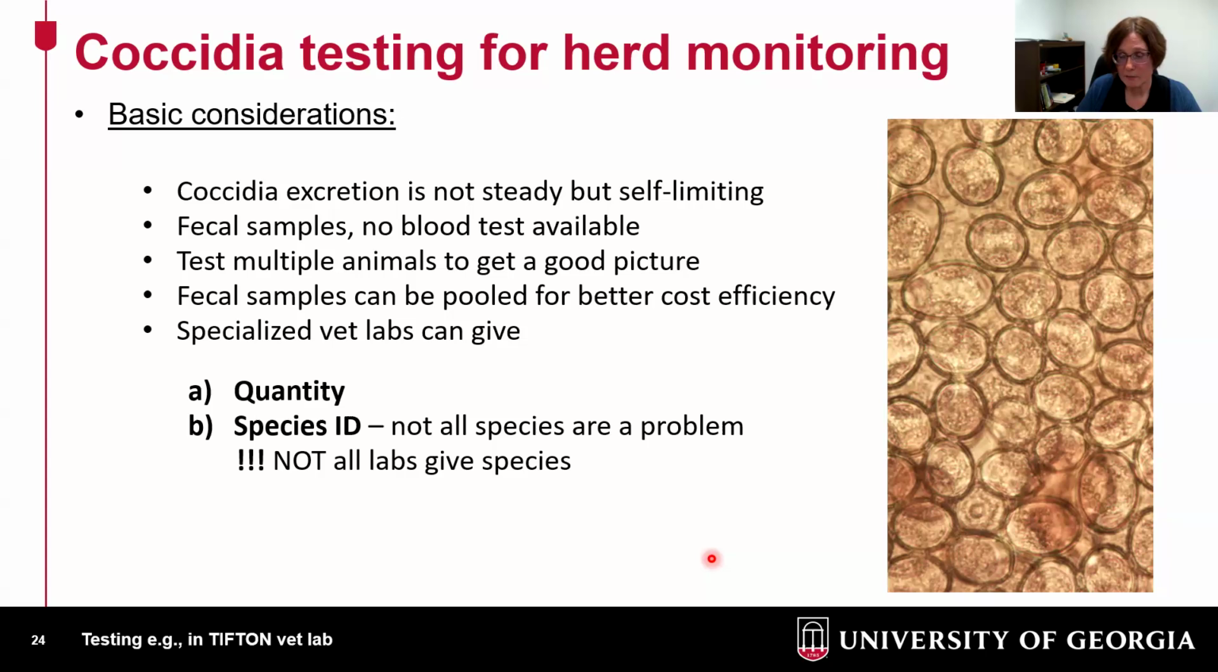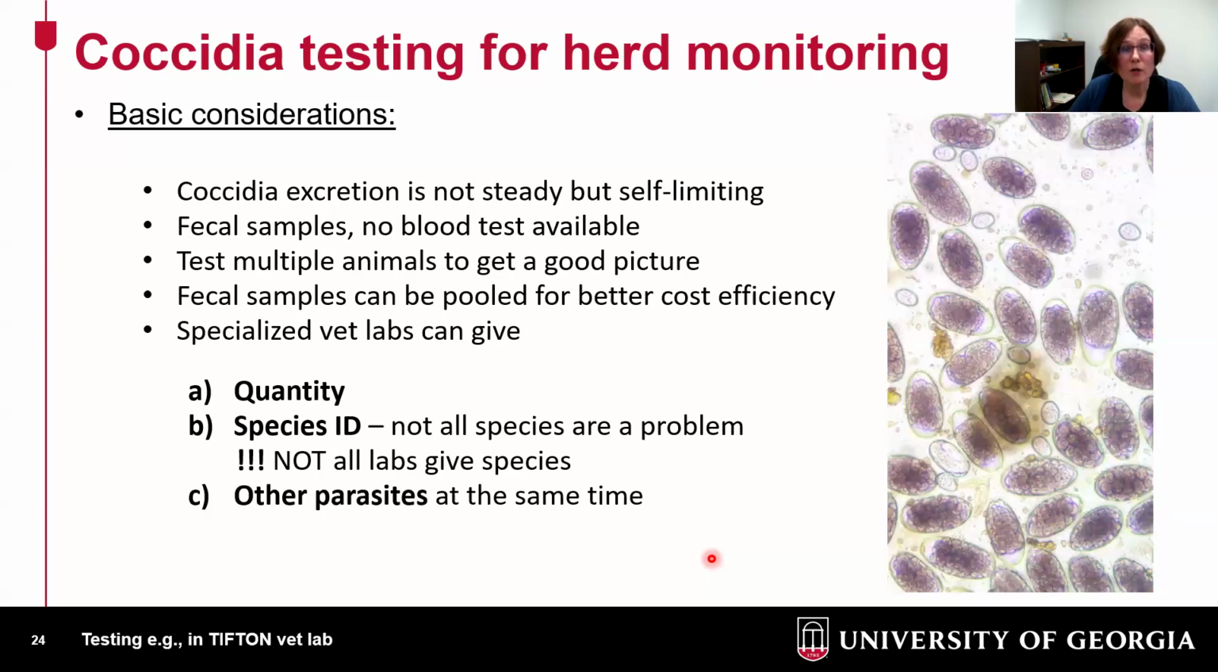Our lab, for example, does it, but you would have to check up front which lab you could use for that purpose. Also, a lab will give you other parasites at the same time. And here we have a picture with worm eggs. Those are roundworm eggs, like the barber pole worm, and then you have the coccidia in between to give you a size comparison here.